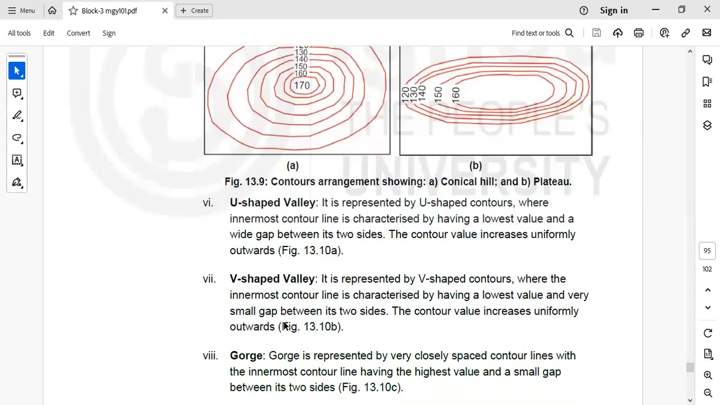Contour arrangement to represent other landforms like U-shaped valley, and in this case, the innermost contour line is characterized by having a lowest value and a wide gap between its two sides. The contour value increases uniformly outward. So in V-shaped valley, the innermost contour line is characterized by having a lowest value and a very small gap between its two sides. Contour value increases uniformly outward.